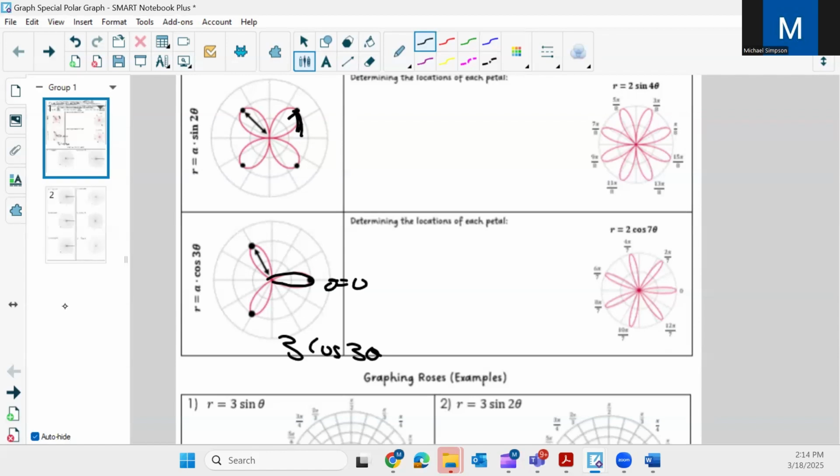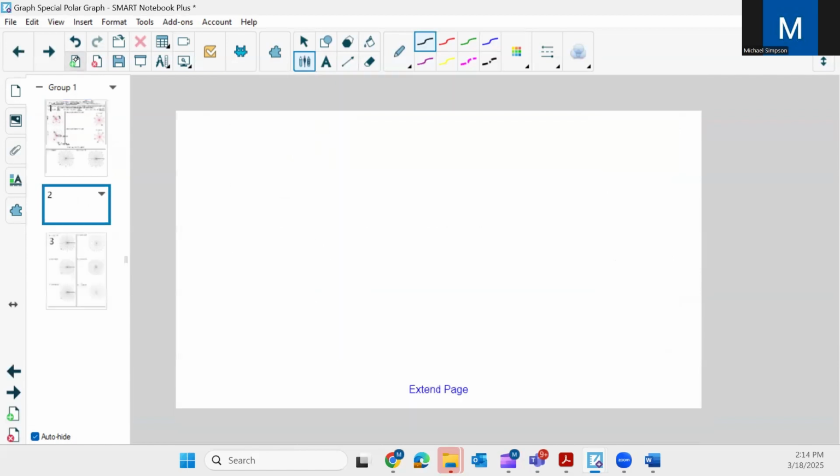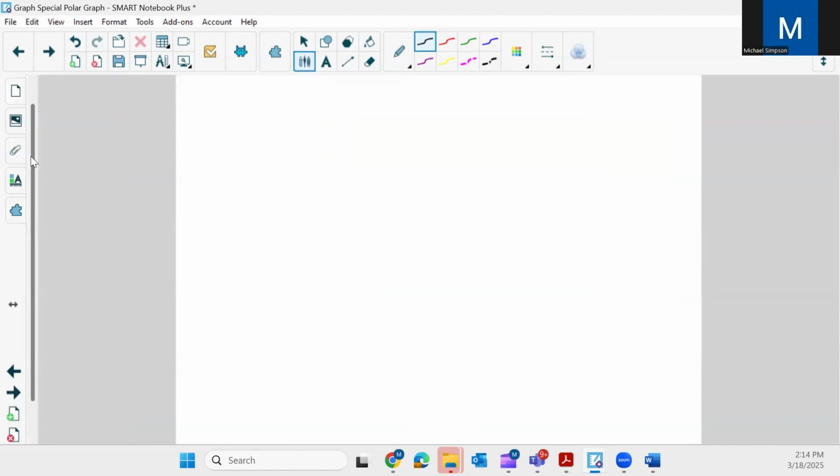Let's do an example real quick. This one is not on your packet, so I need to show it. Okay, let's use R is equal to 3 sine 3 theta. Good? What's my A value? 3. How many petals am I going to have? 3. Now, how do I know where that first petal is going to start?